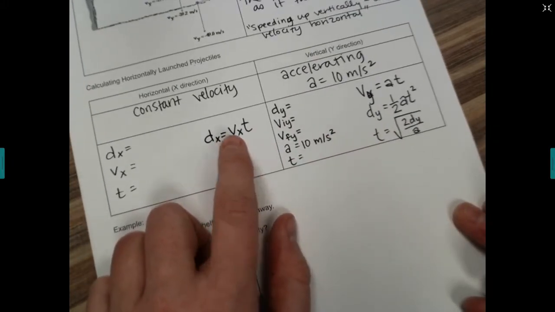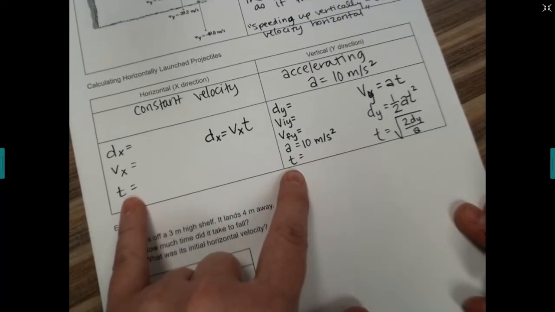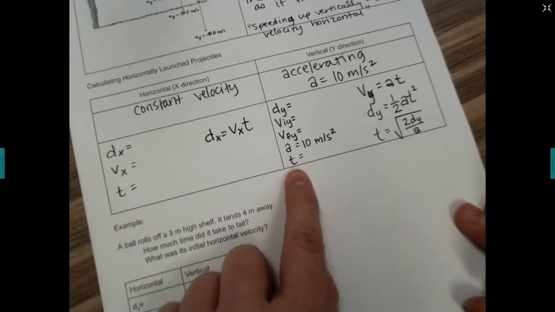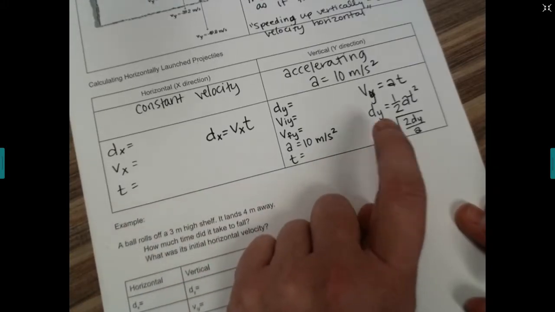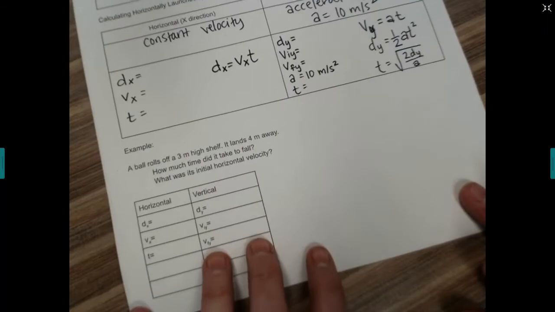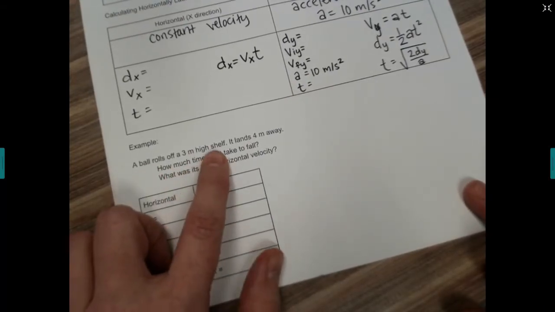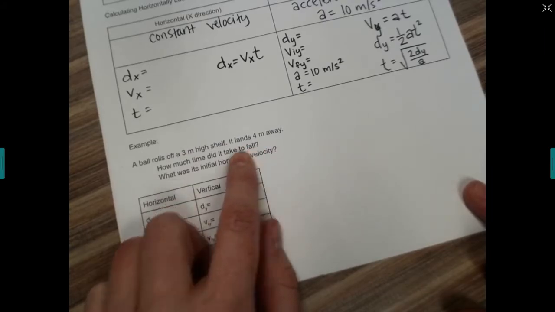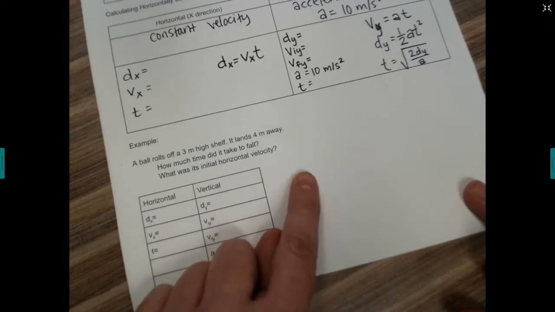This is our equation for horizontal motion. You'll notice that time is on both of these, right? So if you find time on one side, you can put that on the other side. So usually finding time is sort of the trick to solving these problems. All right, so here's an example of one. A ball rolls off a 3-meter high shelf and it lands 4 meters away. How much time did it take to fall, and what was its initial horizontal velocity?